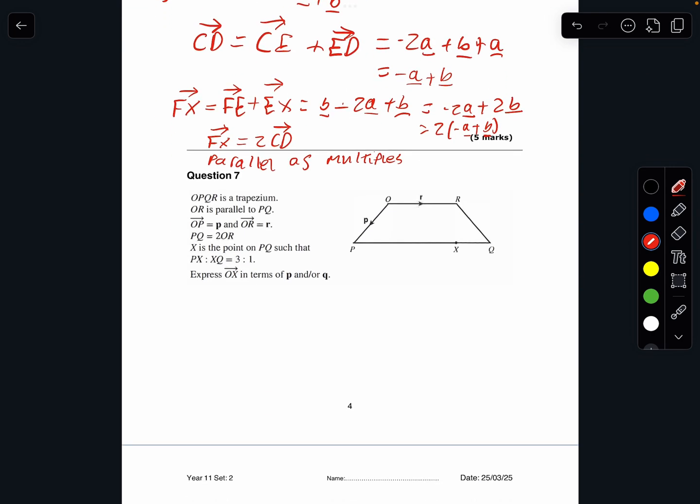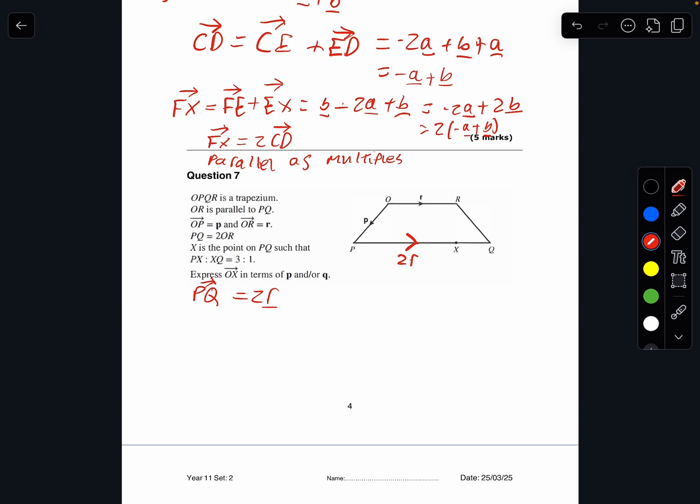Right. OPQR is a trapezium. O to R is parallel to P to Q. Thank you. Just in case you couldn't spot that. I know that O to P is p. Cool. O to R is r. P to Q is 2 lots of O to R. So that tells me straight away that PQ is going to be 2r. So I'm going to put that on there, 2r. That's the whole thing. So not just the X, but the whole way is 2r.